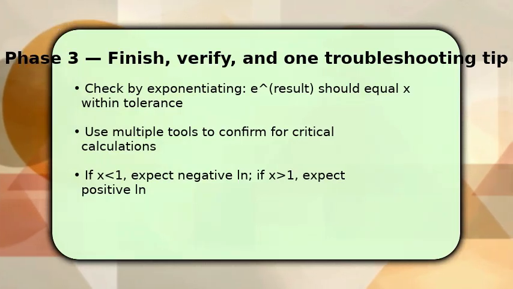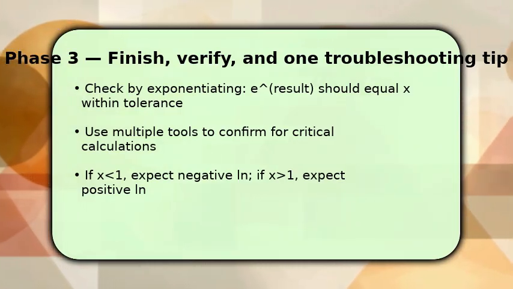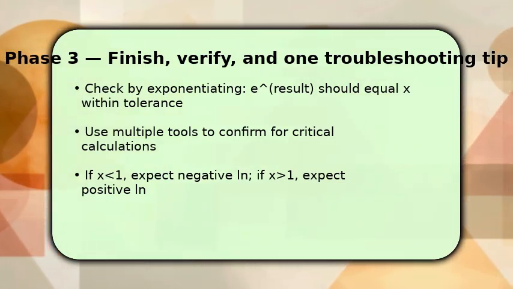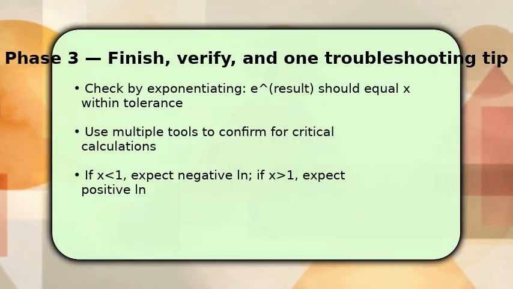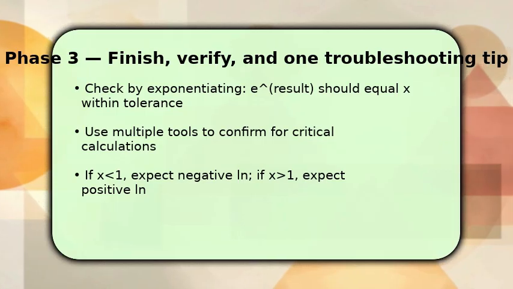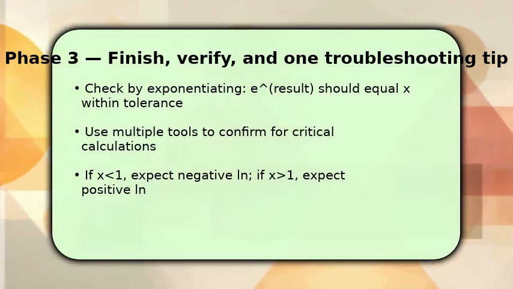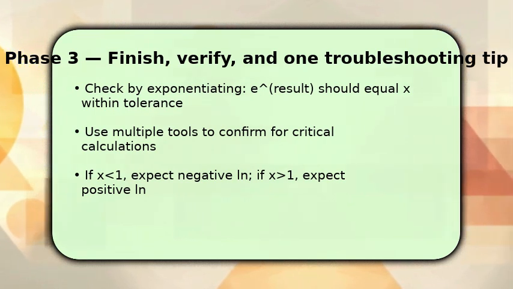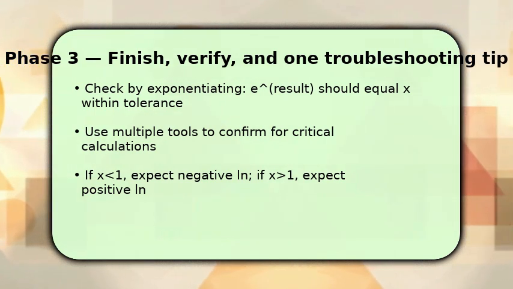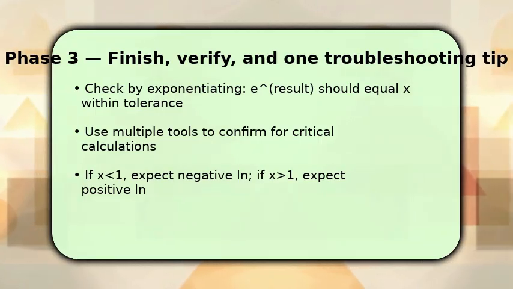Make sure signs make sense. Values below 1 give negative results, above 1 give positive results. If you see huge errors, check for input base confusion or accidental degree/radian mode in software. Troubleshooting tip: if exponentiation fails, re-enter the original x precisely, and repeat the ln calculation to rule out typing mistakes.